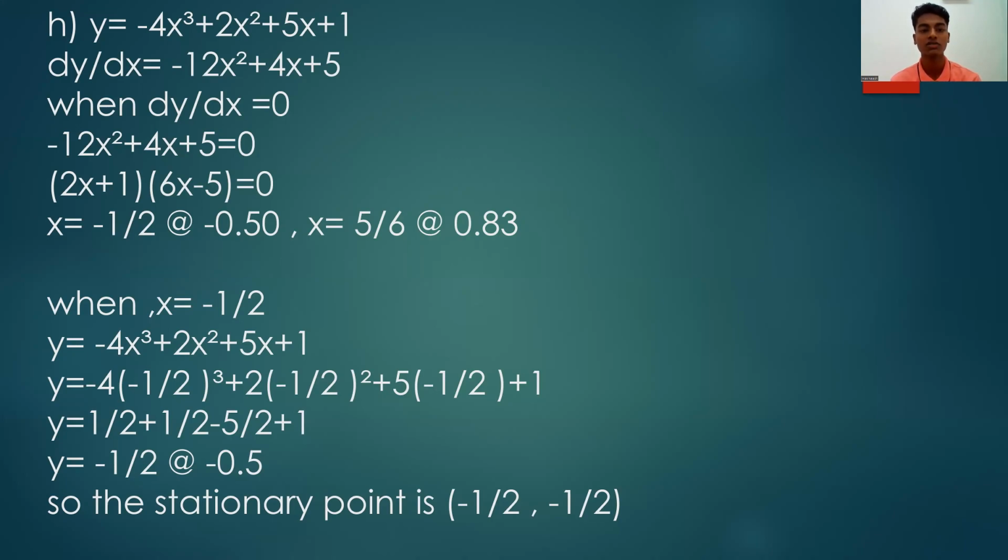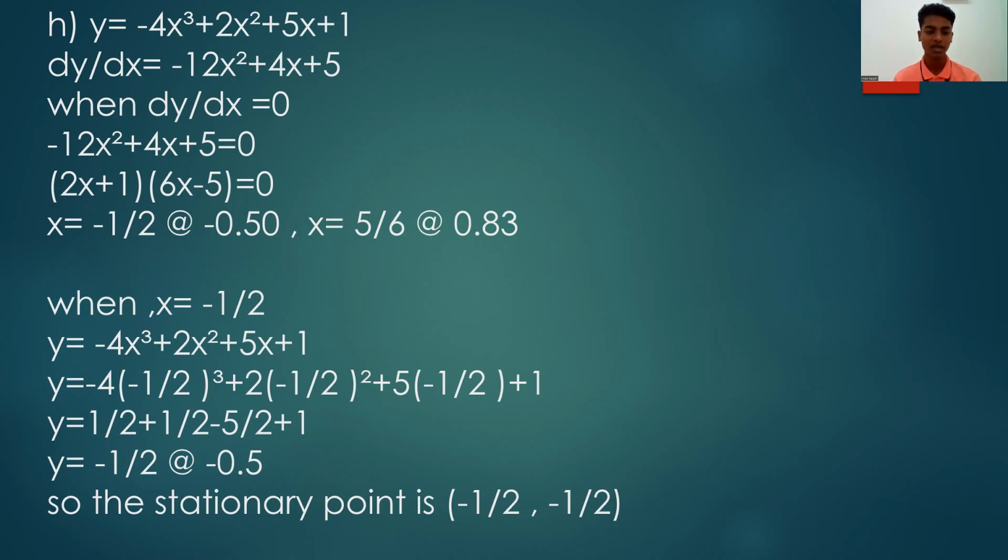So when dy/dx is equivalent to 0, negative 12x squared plus 4x plus 5 equals 0. The same as before, if we use the quadratic formula, we get that the first value of x is negative 1/2 or negative 0.50, and the second value of x should be 5/6 or 0.83.